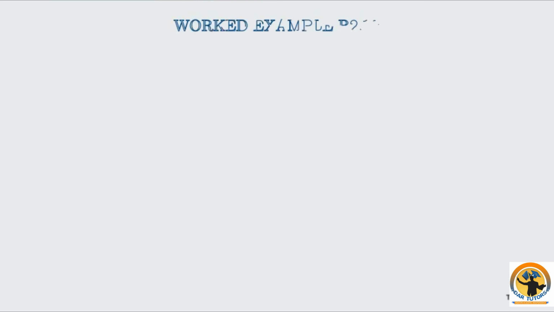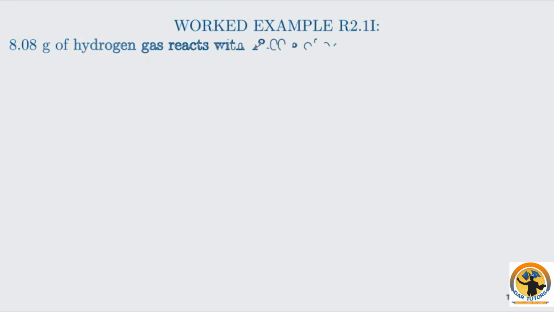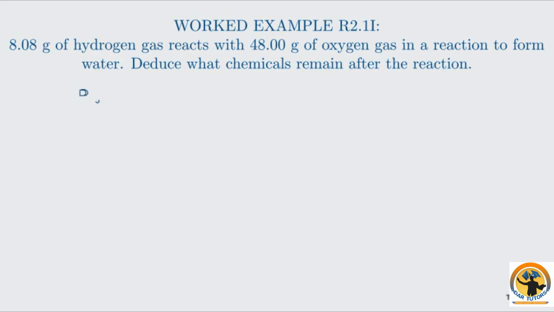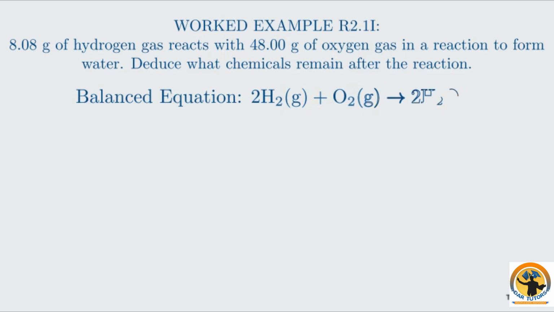Let's work through another example to solidify the concept. In this problem, the amounts are given in grams, so we'll need to do an extra step first. First and foremost, we must write a balanced equation. The reaction between hydrogen gas and oxygen gas to form water is represented by 2H2 plus O2 yields 2H2O.